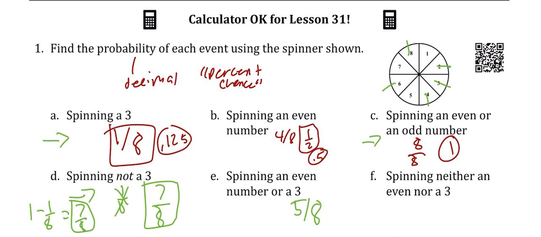Okay, let's look at part F. Spinning neither an even nor a 3. Okay, this is very similar to how A and D were opposites. E and F are also opposites. And so let's think about it like this. Let's say 1 minus 5/8 is going to give us 3/8. And so that'll be our answer for part F.